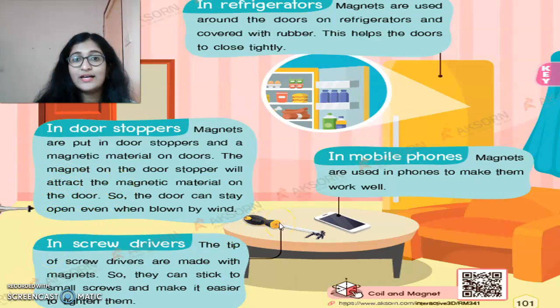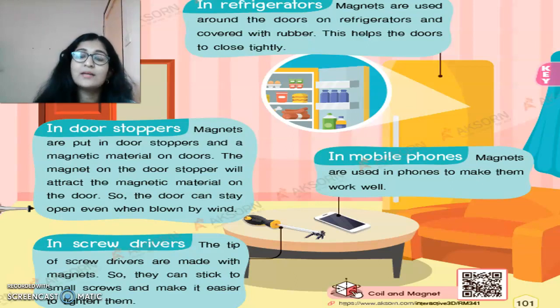And the fourth one is screwdrivers. You can see at the tip of the screwdrivers they have a magnet, to make it easier to work with screws. The tip of the screwdriver is made with a magnet so that it can stick a small screw and make it easier to tighten it.